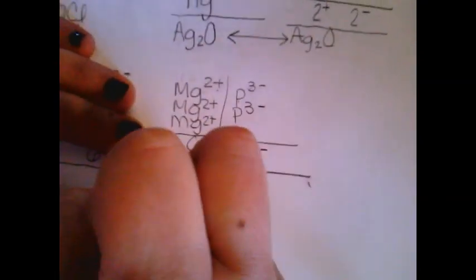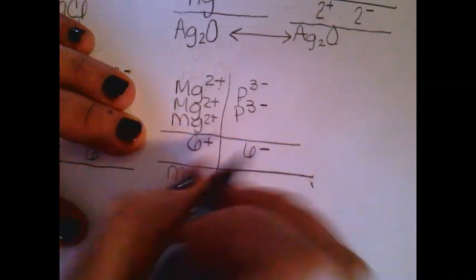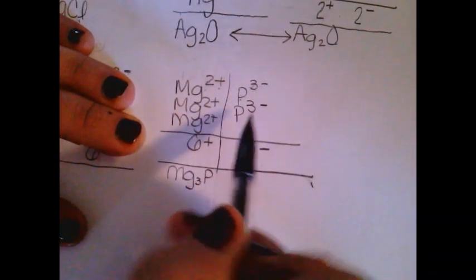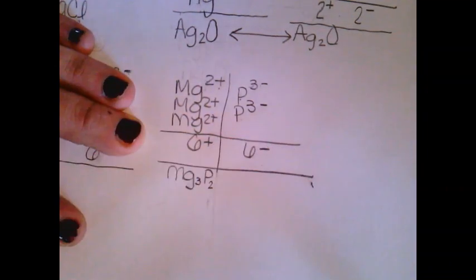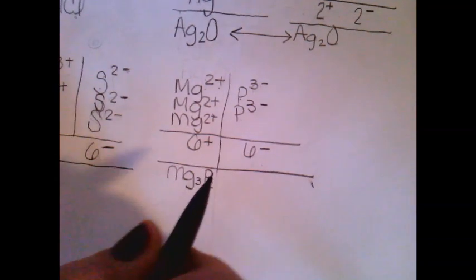So we have magnesium, and we have 3 of them: 1, 2, 3. There's my subscript. Then I have capital P, and how many do I have? 1, 2. There's my subscript. So I would write the chemical formula Mg3P2. All right, so hopefully that helps. If not, go back and review how to do this.